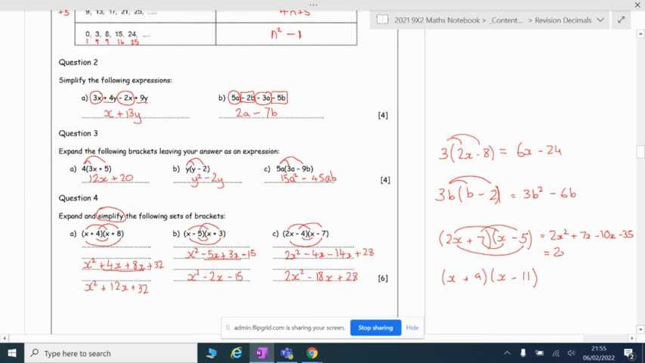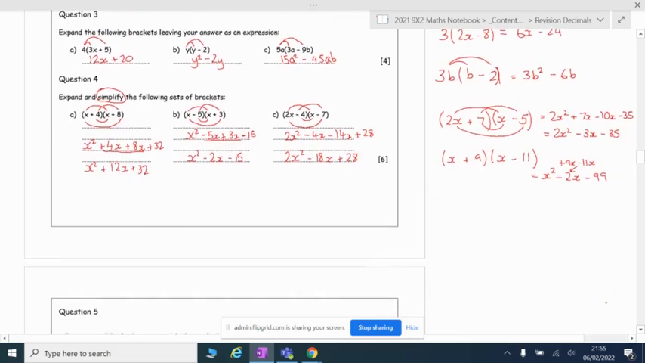2x squared minus 3x minus 35 for that one. And I'll just give you the answer to this. It's x squared minus 2x minus 99. I've simplified the plus 9x minus 11x to give minus 2x. That's that bit there.